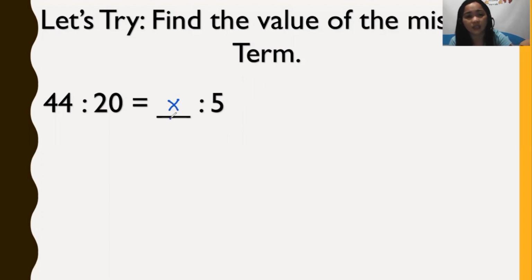Now, let's get the product of 20 and x. So, that is 20x equals, sabi ko sa inyo, pwedeng magbaliktad. Pwede sa kabila yung may x, pwede rin sa kabila yung puro numerical given. Now, we have here 44 times 5. That is 220.